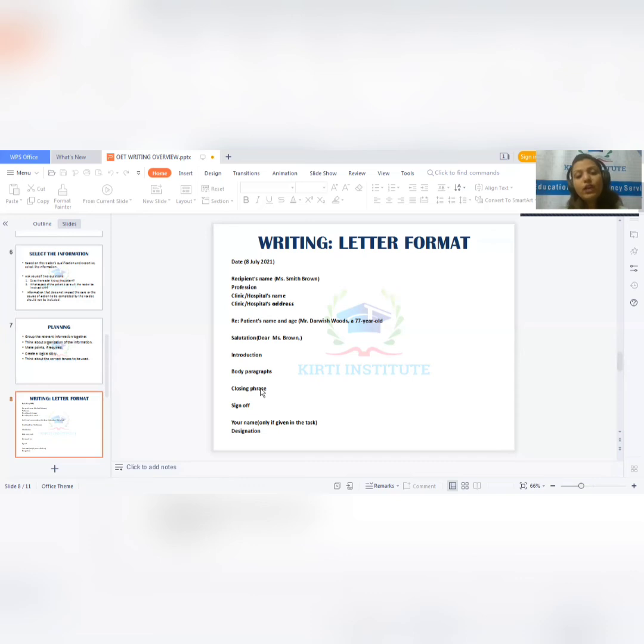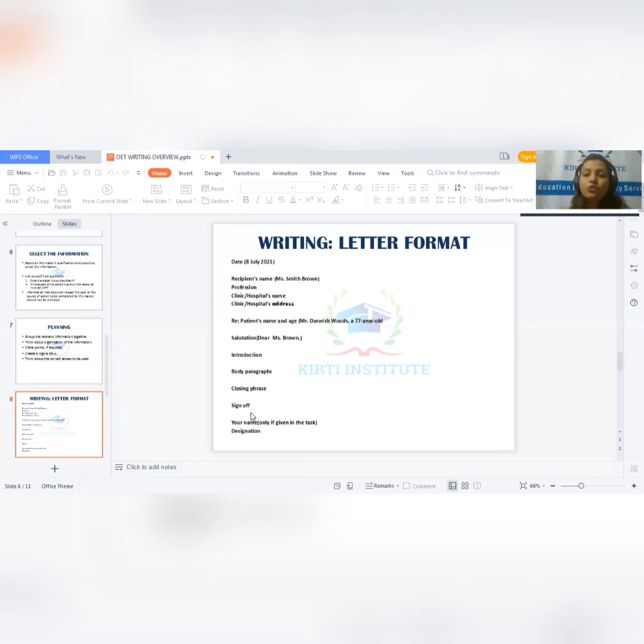Then you will have to leave one line and write a closing phrase like, please feel free to contact me for any queries. Or should you require any further information, please do not hesitate to contact me. This is just a formality, and it is not going to be considered in your word count. Initially I said that you have to write one letter between 180 to 200 words. So that word count will start from the introduction till your last body paragraph. Then the closing phrase, then you have to leave one line, then write the sign off.